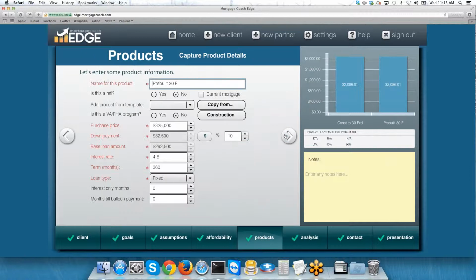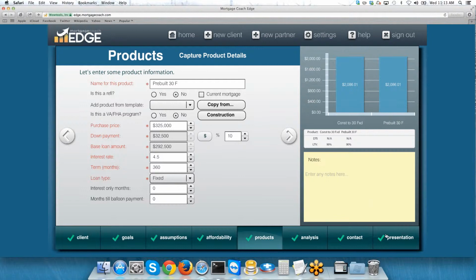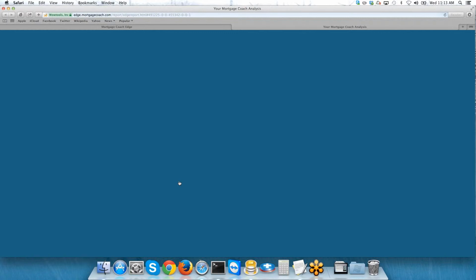Now my second product, the only difference between this one and the first product is that this is a pre-built. So this one is ready to go. It's just a regular mortgage, 10% down at 4.5 for a 30-year term. Now, if we were to click on the construction button, you'll notice that there are no months listed and there is no rate listed, which means this one is not going to have a construction period at all. Now, here's where everything comes into play. Let's take a look at the preview of this presentation.